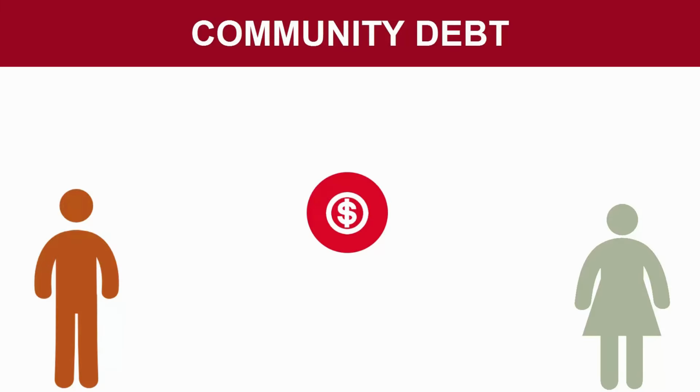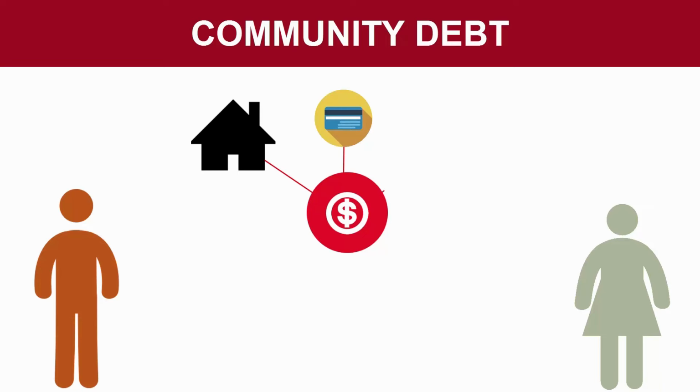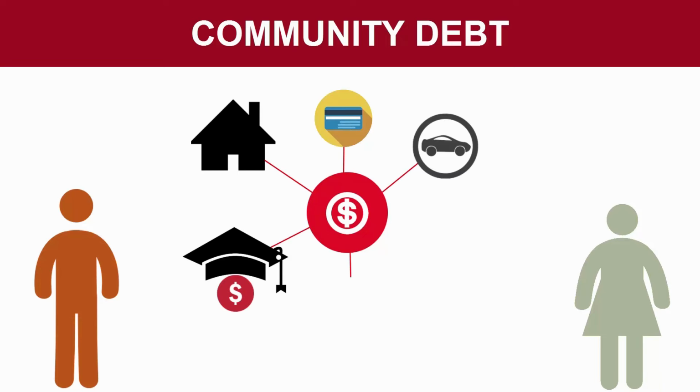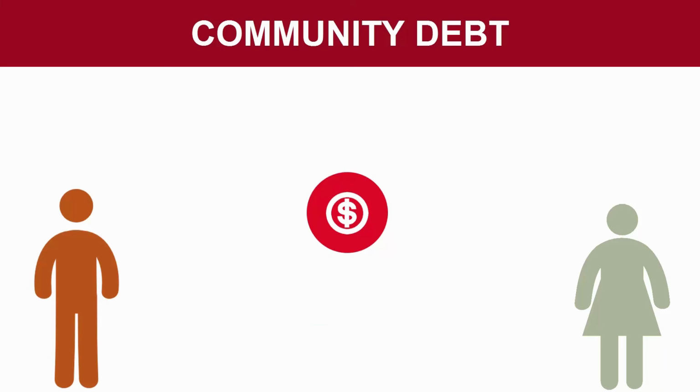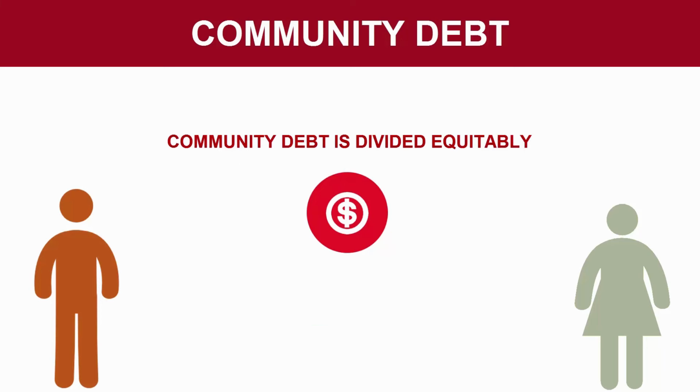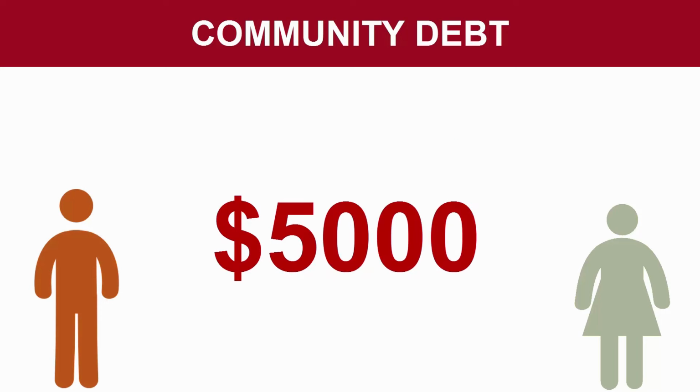In addition to dividing the parties' community property, the court also will divide the parties' community debt, such as mortgage, credit card debt, a car loan, student loans, other types of loans, and taxes. Just like community property, community debt is divided equitably, without regard to marital misconduct, so each party will end up with about the same amount of that debt. For example, if you have $5,000 in community debt, each side will probably be ordered to pay about $2,500 of that debt.